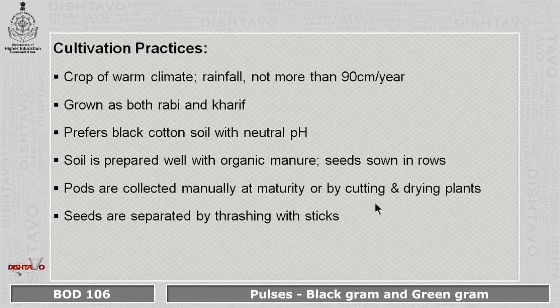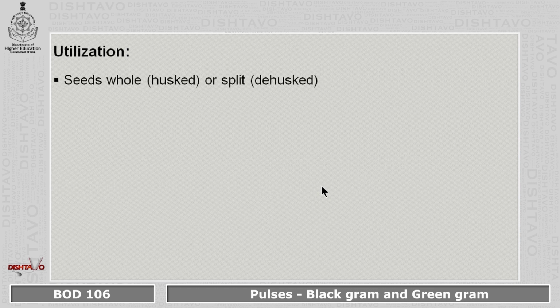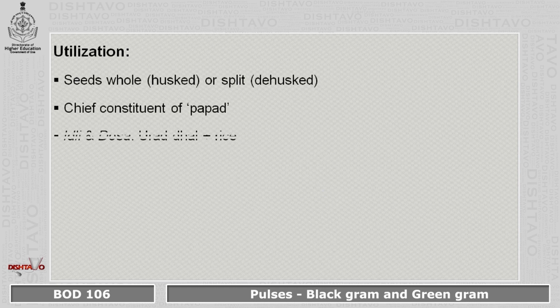Uses of this crop, this pulse, are very important in day-to-day life. You may use it whole, that is without removing the husk, or in split form, that is dehusked, which we call dal. It is one of the most important constituents of papad. Most commonly, whenever you get papad, there are some special types of papads, like mango papad, where they may not use it, but common papads will have this urad dal.